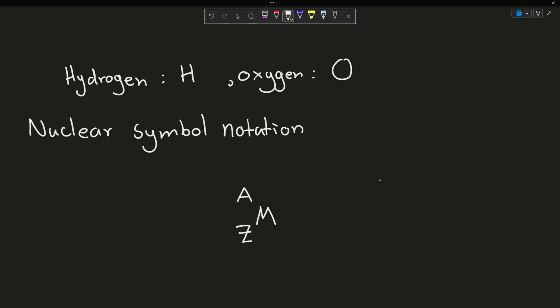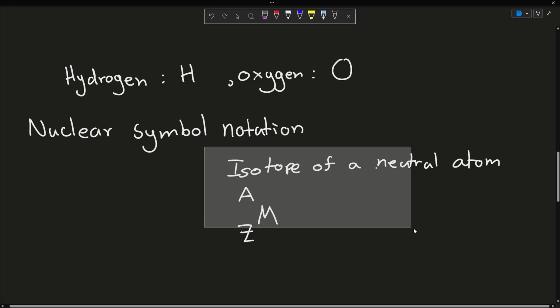If we were to do an ion, so we'll write like isotope here, of like a neutral atom. A neutral atom, I'll take away ion. And I'll just move it over as well.